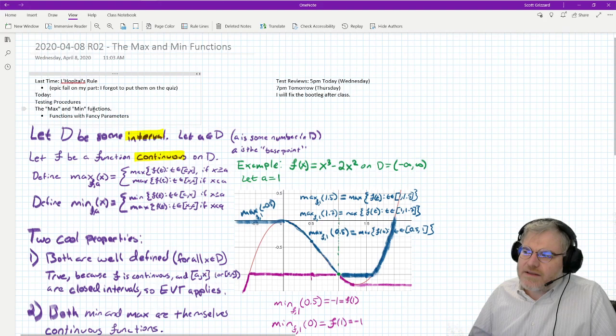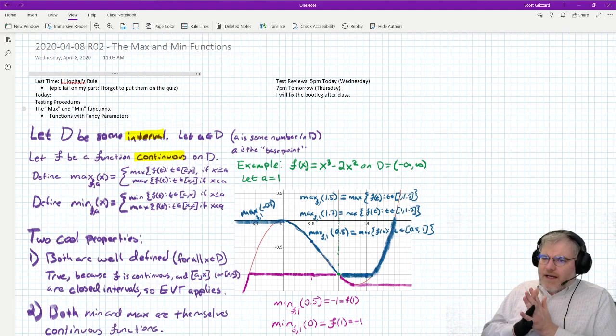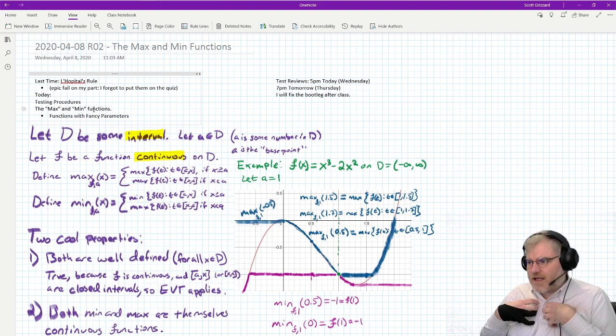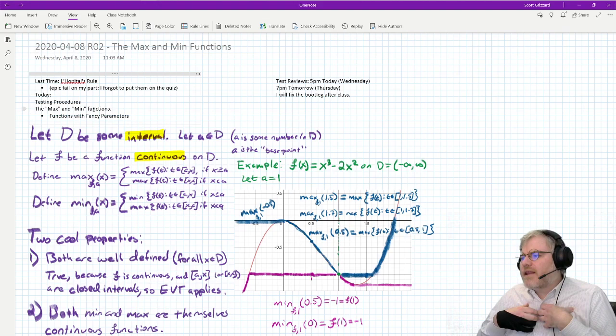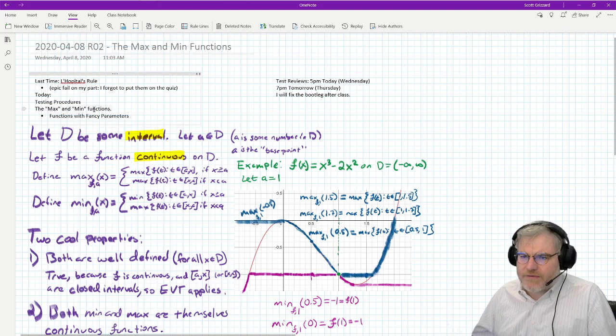So today we went over the quiz and we went over the testing procedures. Again, epic fail on my part for not having limit problems on there. I totally forgot. And then we went over these two functions, the min and the max, which are functions with some fancy parameters. Next time we'll talk about AUC, and we have the test on Saturday.